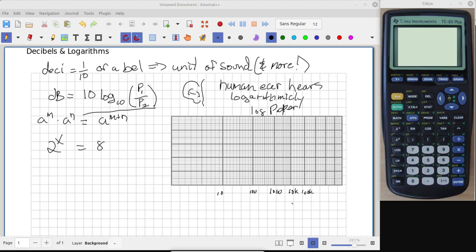In this video, we're going to take a look at decibels and logarithms. And we need logarithms because the definition of decibels is given in the form of logarithms. So what are logs all about? Logs are exponents, and they follow the rules of exponents.